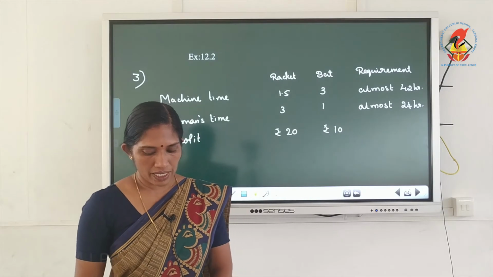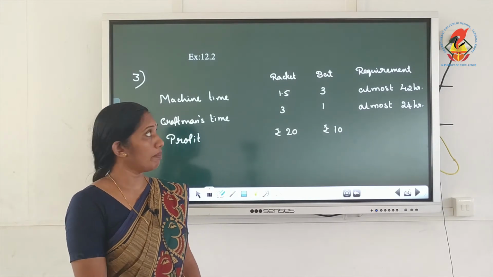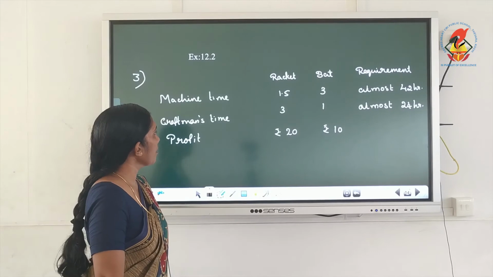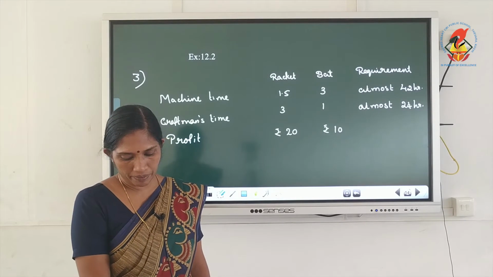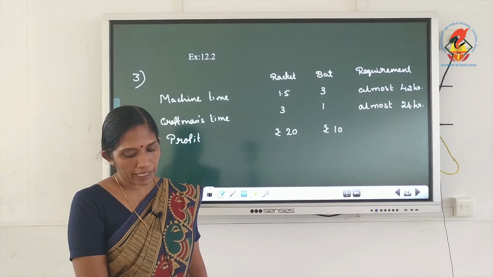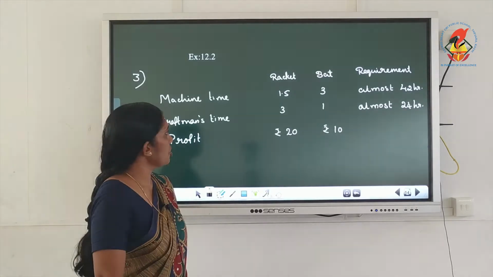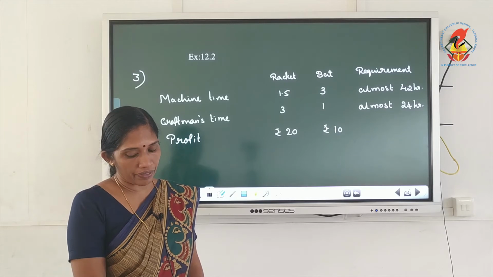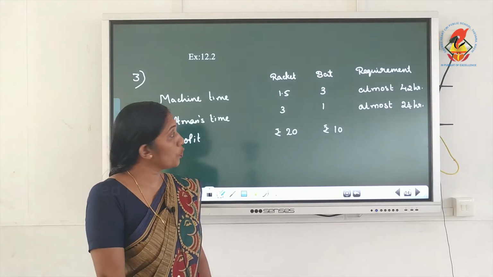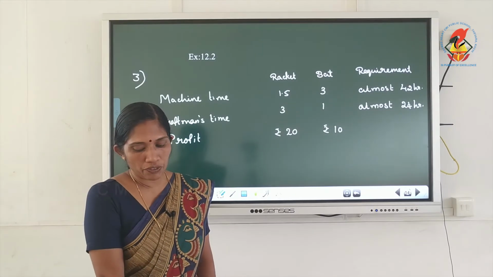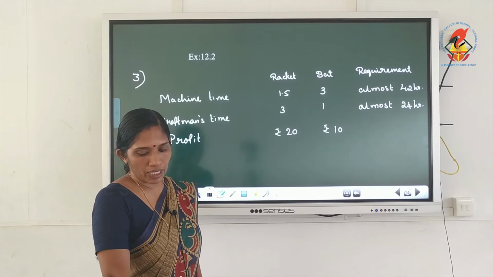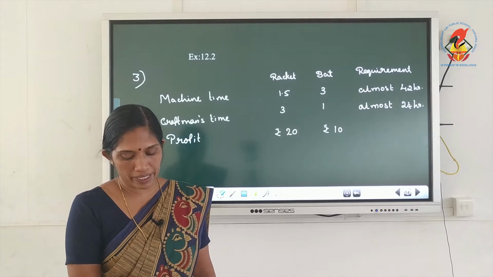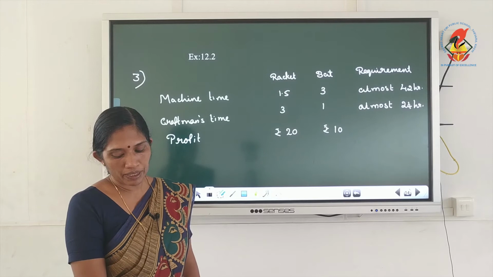Question number 3 is: a factory makes tennis rackets and cricket bats. A tennis racket takes 1.5 hours of machine time and 3 hours of craftsman time, while a cricket bat takes 3 hours of machine time and 1 hour of craftsman time. In a day, the factory has the availability of not more than 42 hours of machine time and 24 hours of craftsman time. What is the number of rackets and bats that must be made if the factory is to work at full capacity? Then we also have to find the maximum profit.